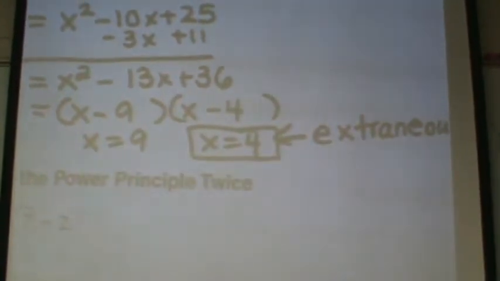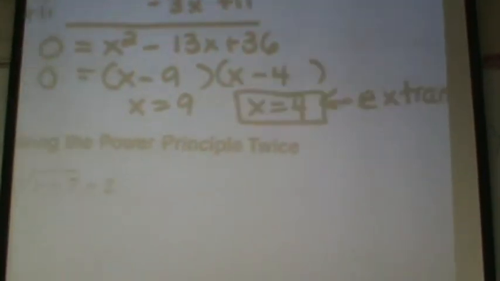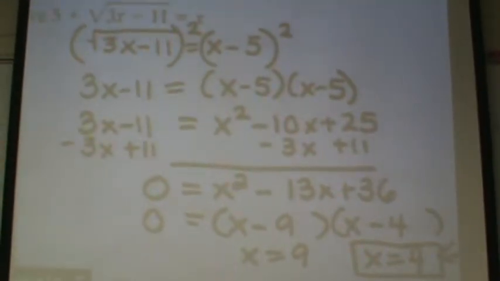The other one works, 9 works. So 9 works. Anybody have any questions on that one?